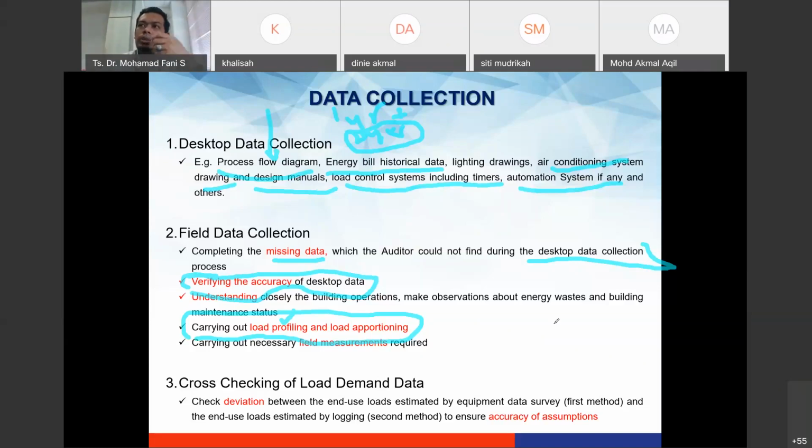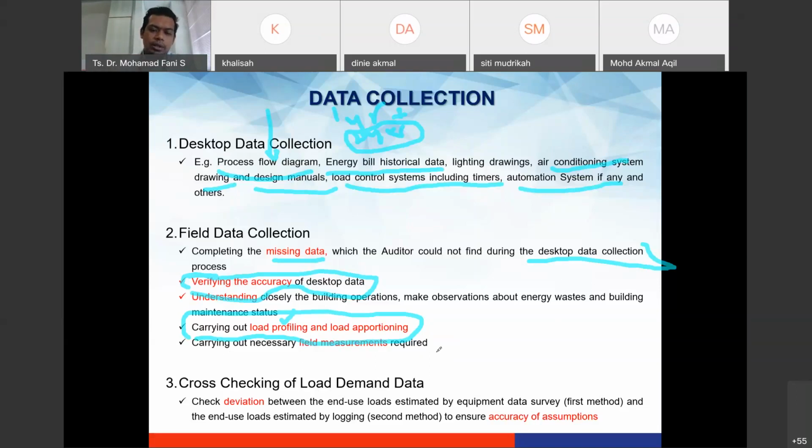For example, we put our measurement meter together with the DPM, and we compare. If there is no huge relative difference from the DPM, then we can use the DPM data to do the load profiling and to do the load optioning after that.